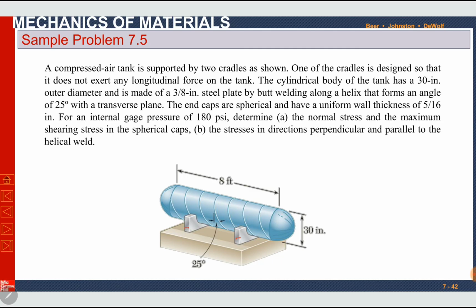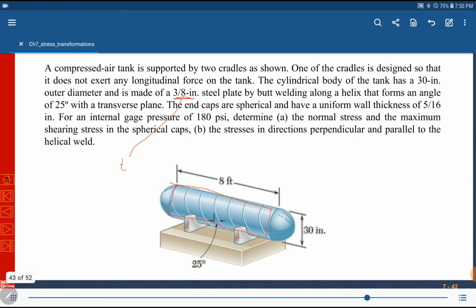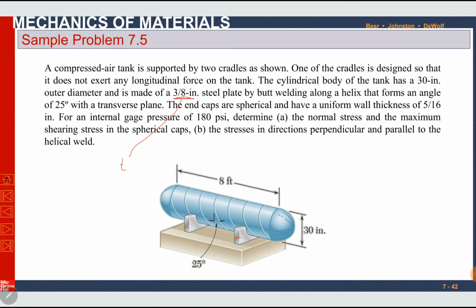Okay. The cylindrical body of the tank has a 30-inch outer diameter, and it is made of 3 by 8-inch steel plate by butt welding along a helix that forms an angle of 25 degrees. This is the cylindrical portion. It has an outer diameter of 30 inches, and wall thickness, this is the thickness for the cylindrical portion, 3 by 8 inch. And this steel plate is helically welded, and the welding angle is given, the helical angle is 25 degrees, yes.